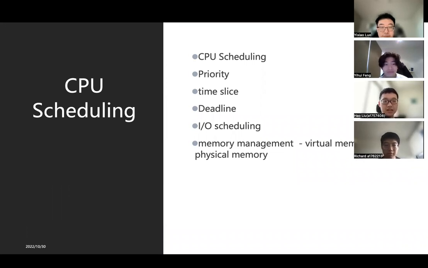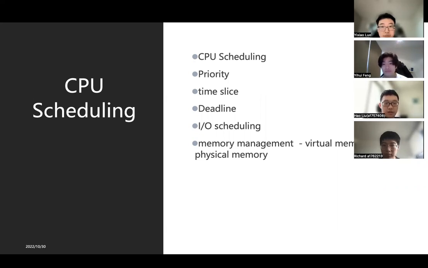Assignment 2 is a simulation of CPU job scheduling. Why does a computer need CPU job scheduling? A system will process multiple requests at the same time, but its resources are limited, so requests have priorities. Scheduling is the method used to coordinate the use of resources for each request. The related concepts are priority, time slice, and deadline.